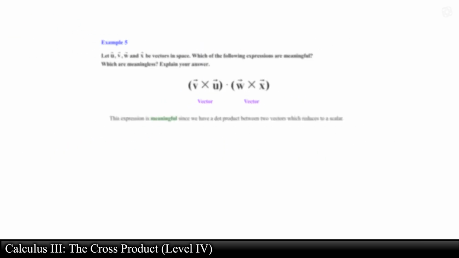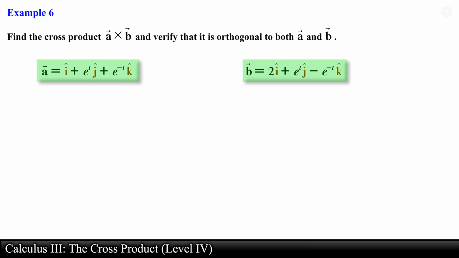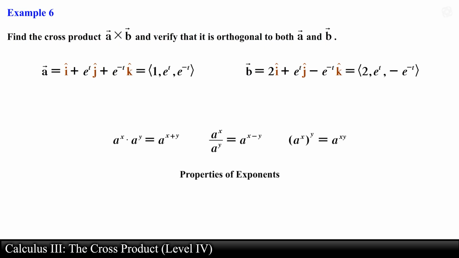Alright, let's move along to a different type of problem. Find the cross product between vector A and vector B, and verify that it is orthogonal to both vector A and vector B. Notice that this problem is slightly different when compared to the examples from the previous video, since vector A and vector B both have functions in their components. This seems like a much harder problem, but the way you calculate the cross product is exactly the same. You just need to make sure that you apply the properties of exponents along the way.